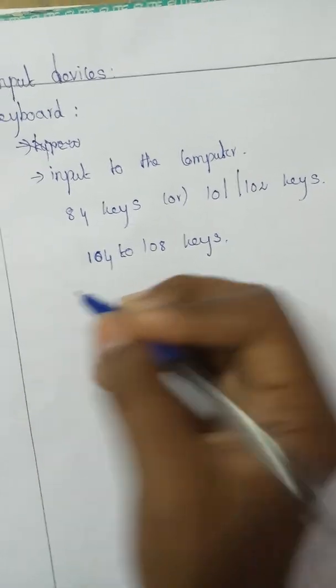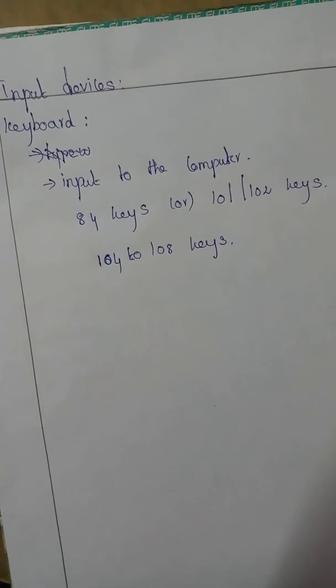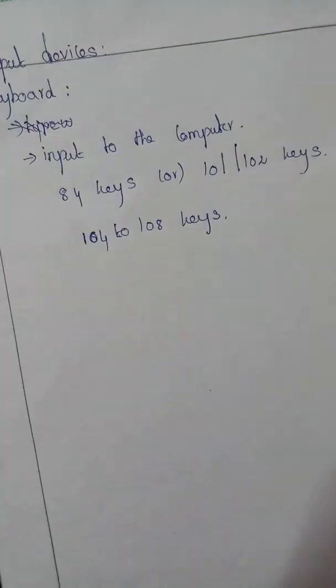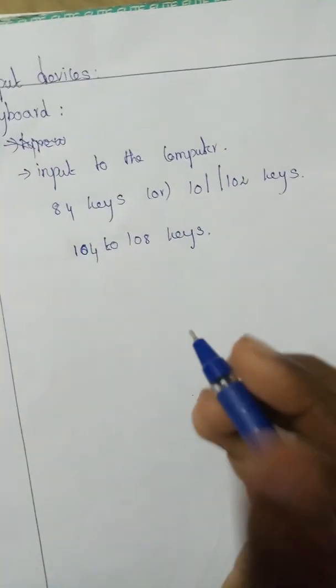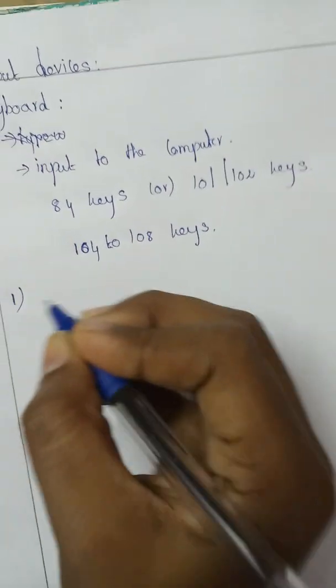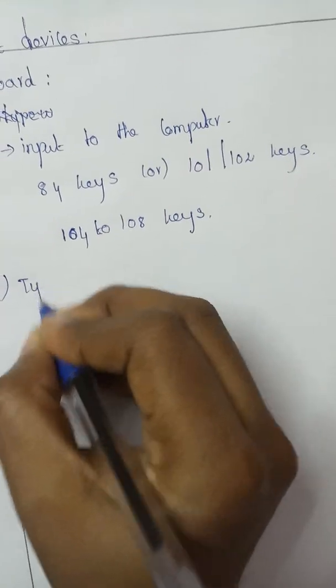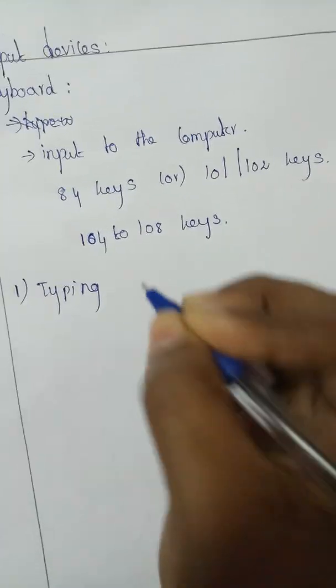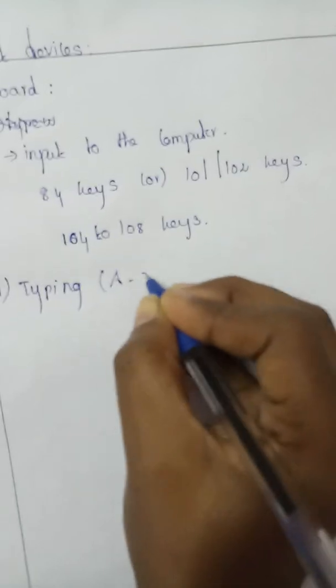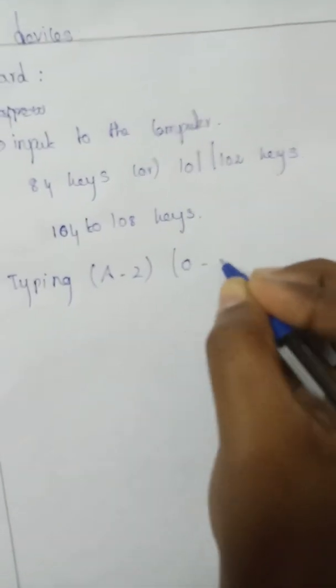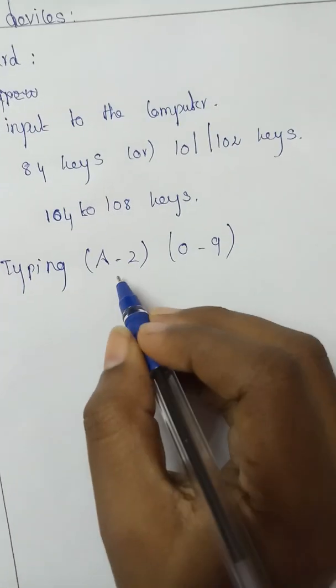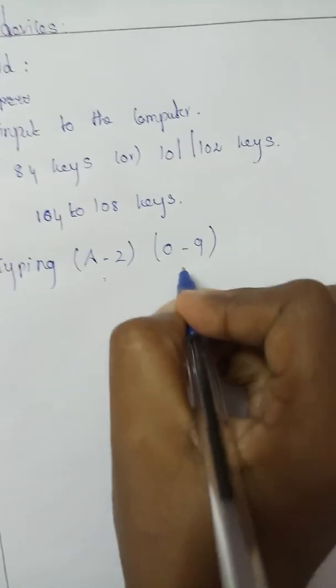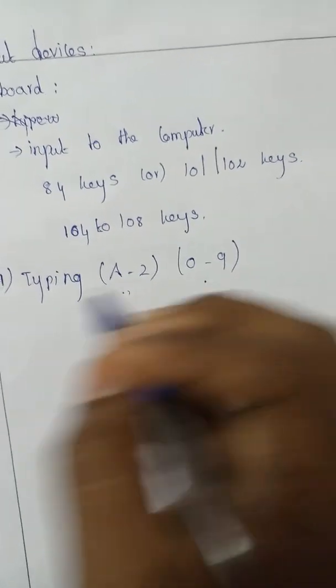There are many different types of keys in a keyboard. The first one is typing keys, that is A to Z or 0 to 9, the alphabets or numeric keys.